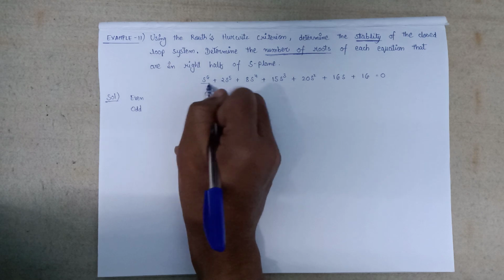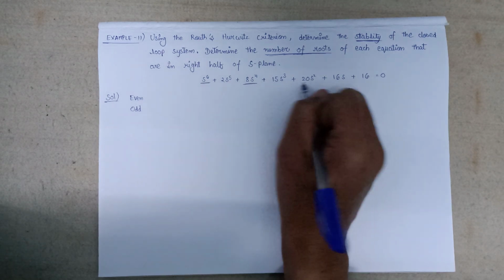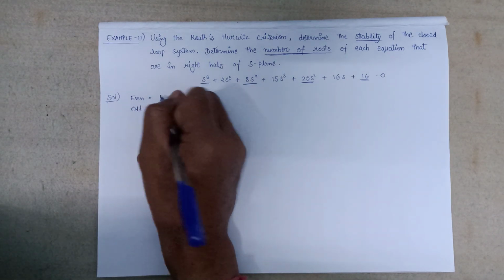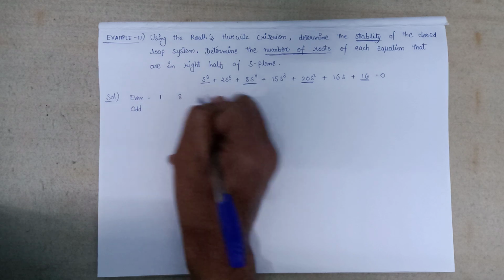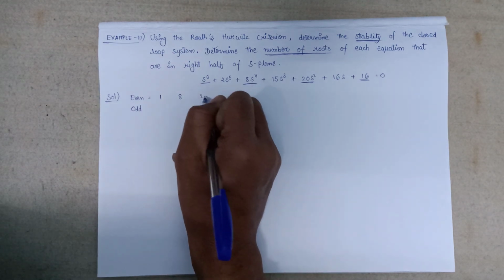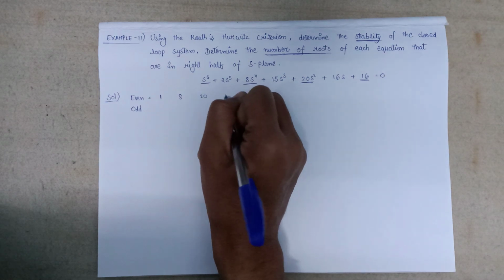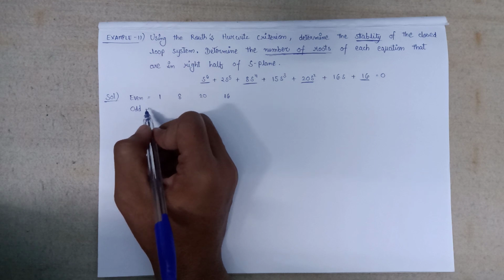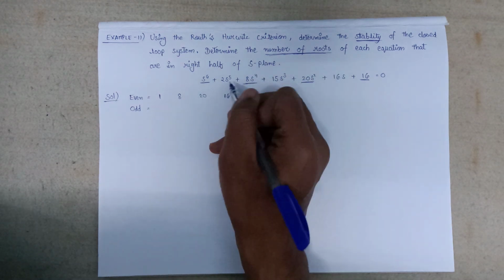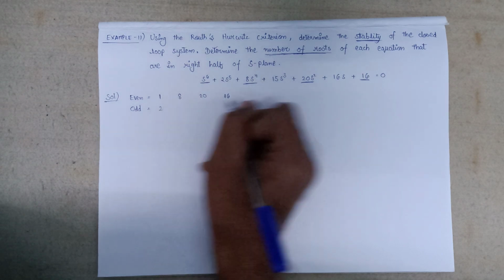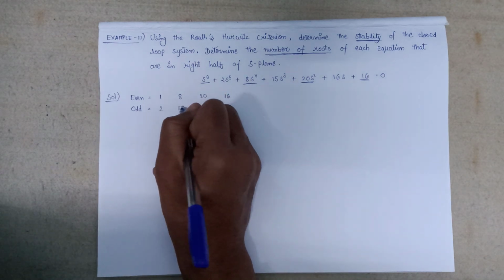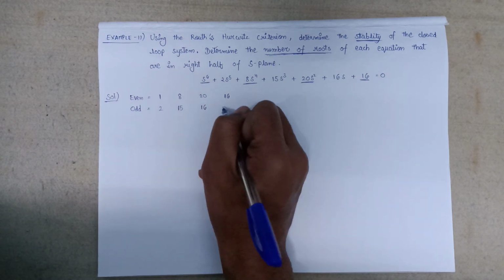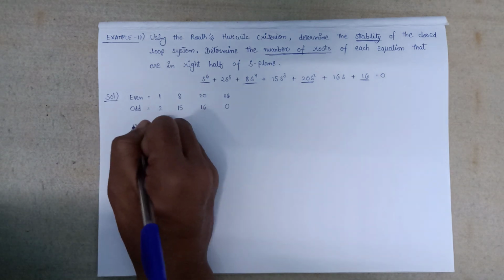So the even powers of S are S to the power 6, S to the power 4, S to the power 2, S to the power 0. The S to the power 6 coefficient is 1, S to the power 4 coefficient is 8, S to the power 2 coefficient is 20, S to the power 0 coefficient is 16. Here are the odd powers of S. The S to the power 5 coefficient is 2, S to the power 3 coefficient is 15, S to the power 1 coefficient is 16, then the remaining is 0 only.